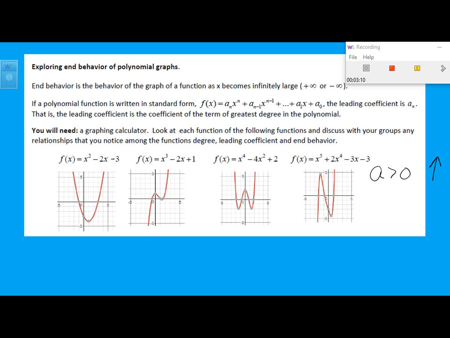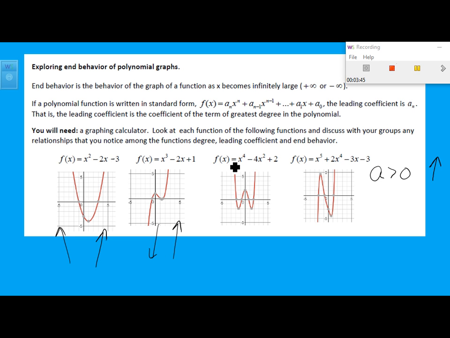So, what we mean by the end behavior, my a value is 1, my exponent is even, so notice that that side's going up and that side's going up. So we'll say it's going up to the right, up to the left. Since my a value is positive, my right side is automatically going up. As soon as it's odd, the other is going the other way.